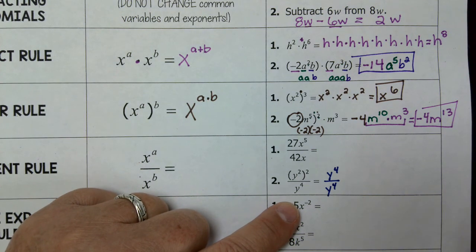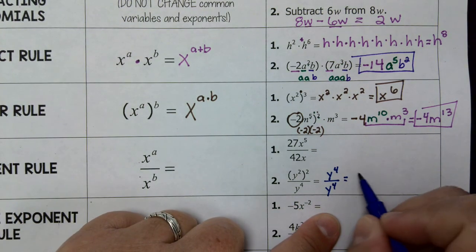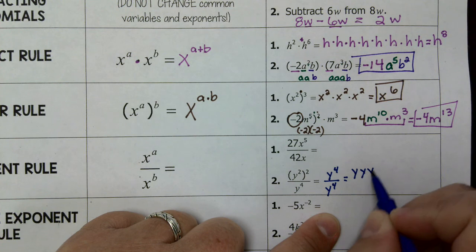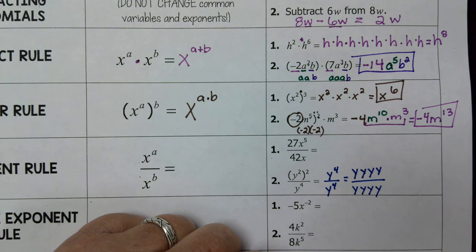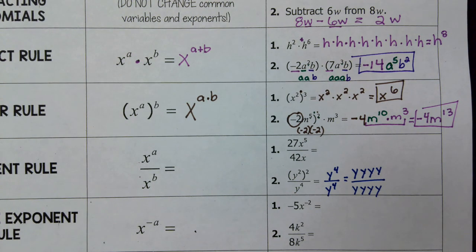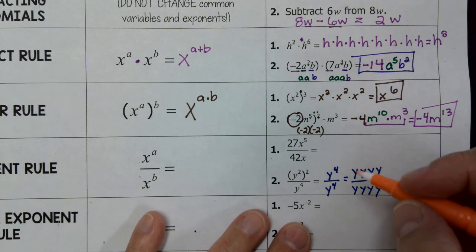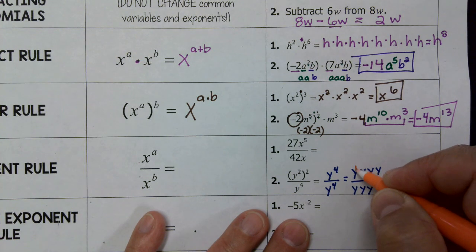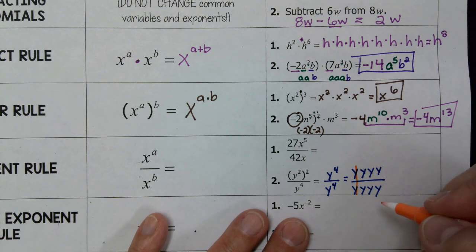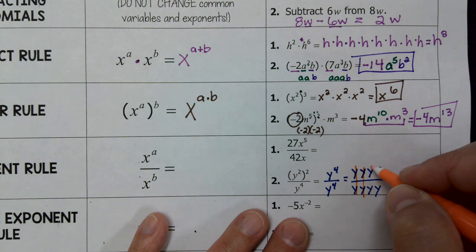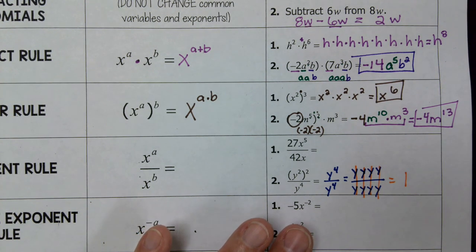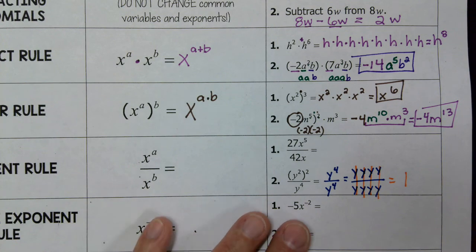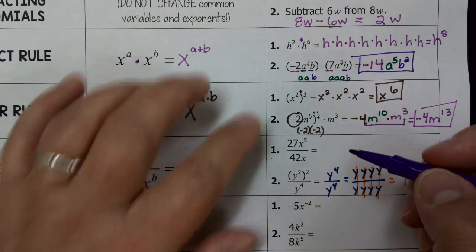So once again, if you forget, you can expand these variables out, because hopefully you can see what happens. Y divided by y, anything divided by itself is 1. We get 1 here. So that was actually not a very good example to start with. Let's go back up to this one.